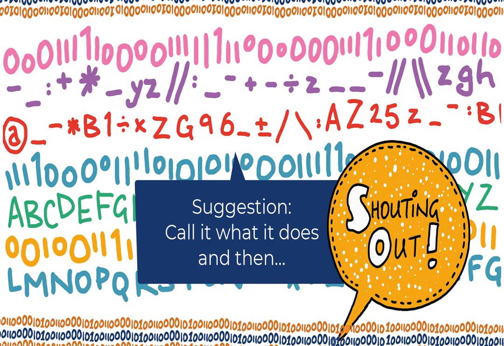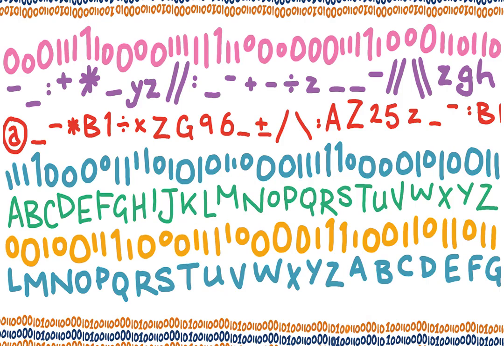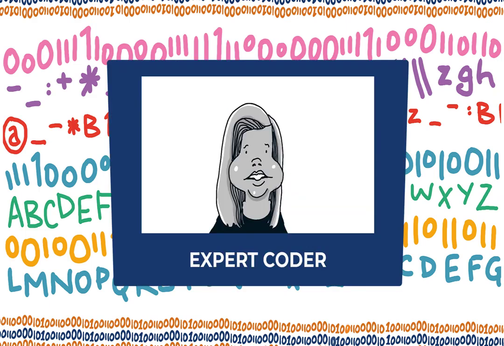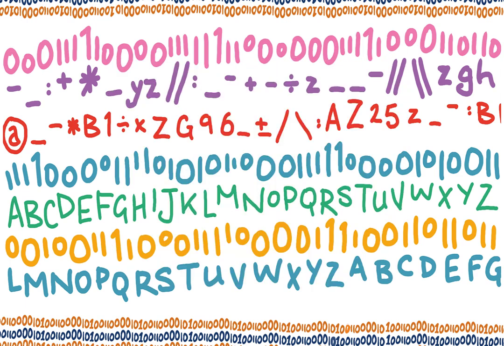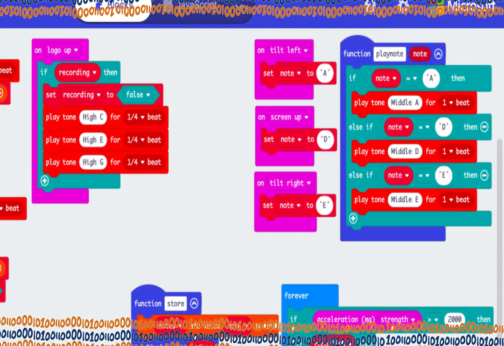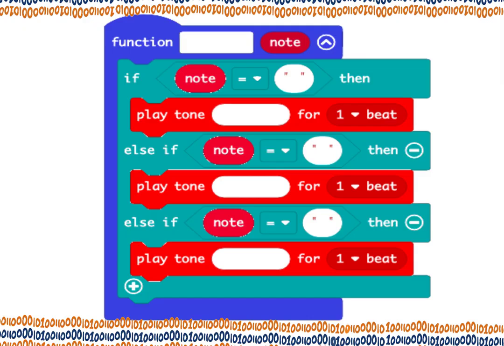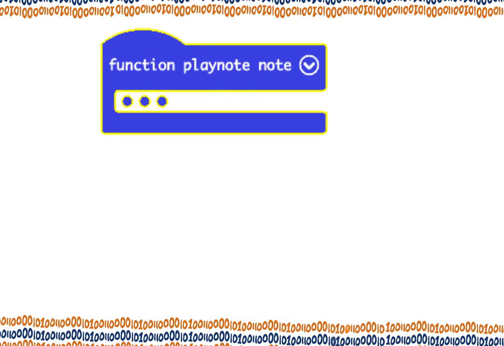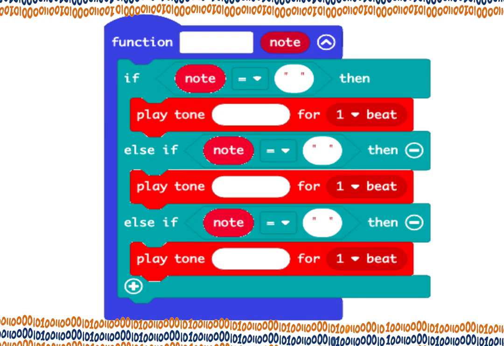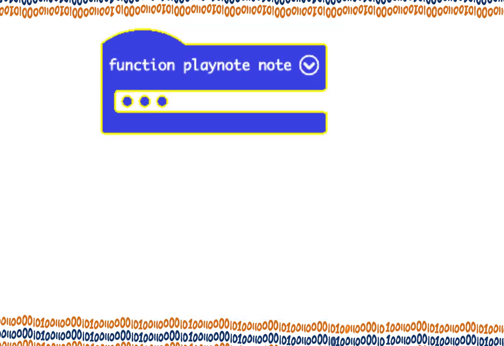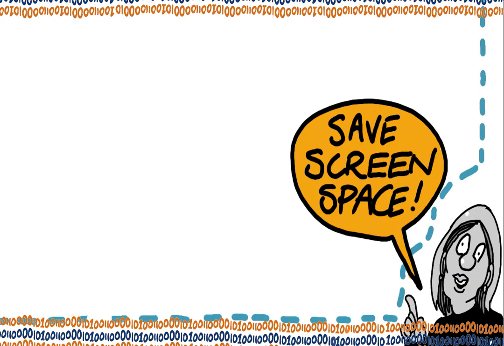There is a new feature in MakeCode that was added especially for you expert coders, like Lemur, who want to write bigger and more complex programs. The engineers at Microsoft added a little arrow to the right of the function block. If you press on this, it will collapse your function code so it's really small and doesn't take up lots of screen space. Try that now on the play note function. To get it back again, press the down arrow that's on the function block and it will expand to show your code again. Now that's really handy.